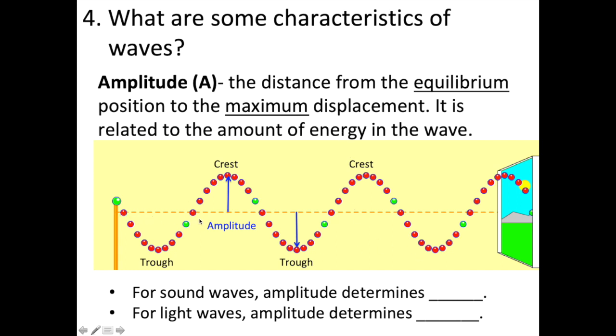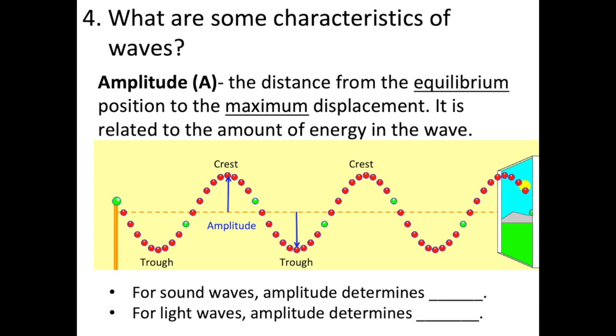So here, this dotted line is what we would call the equilibrium. That's where the rope would be if it was at rest. And when you have a wave on it, you'll notice that there are peaks that are above the equilibrium and troughs that are below. And the amplitude is the distance from that equilibrium to the crest or the equilibrium to the trough. Those distances are equal.